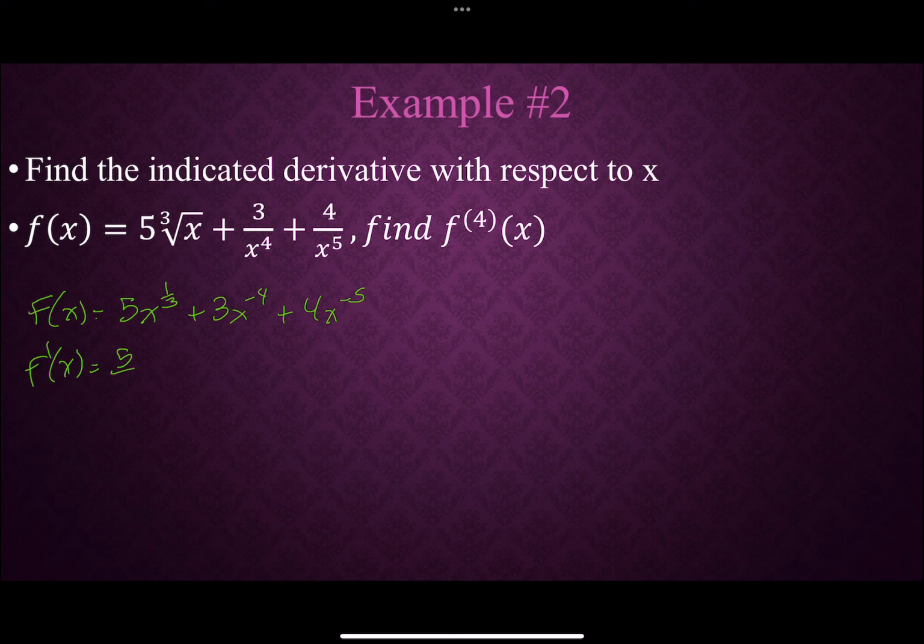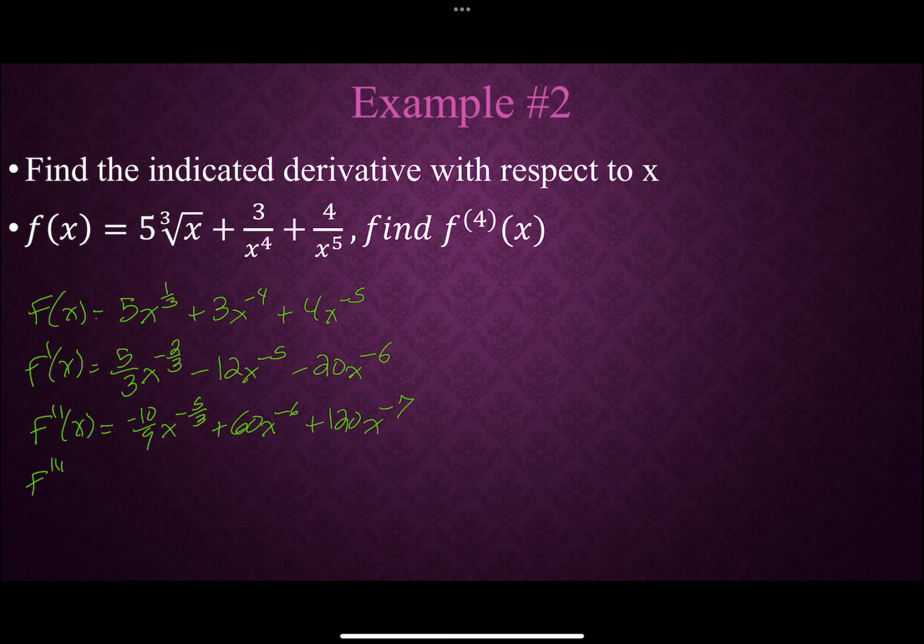So our first would be 5/3 x to the negative 2/3 minus 12x to the negative 5th minus 20x to the negative 6th. And then our second derivative, multiplying again exponent by the coefficient, we get negative 10/9 x to the negative 5/3 plus 60x to the negative 6th plus 120x to the negative 7th. Our third derivative, we then get a positive 50 over 27 x to the negative 8/3 minus 360x to the negative 7th minus 840x to the negative 8th.